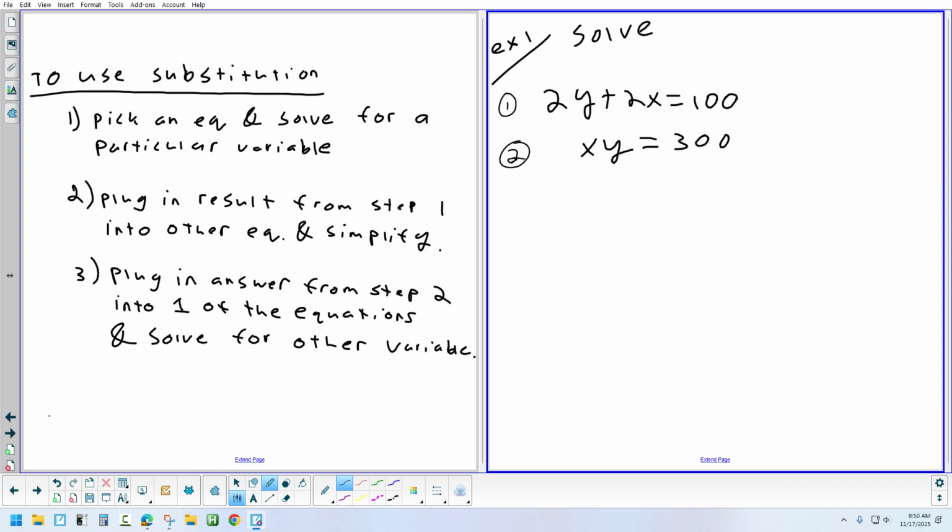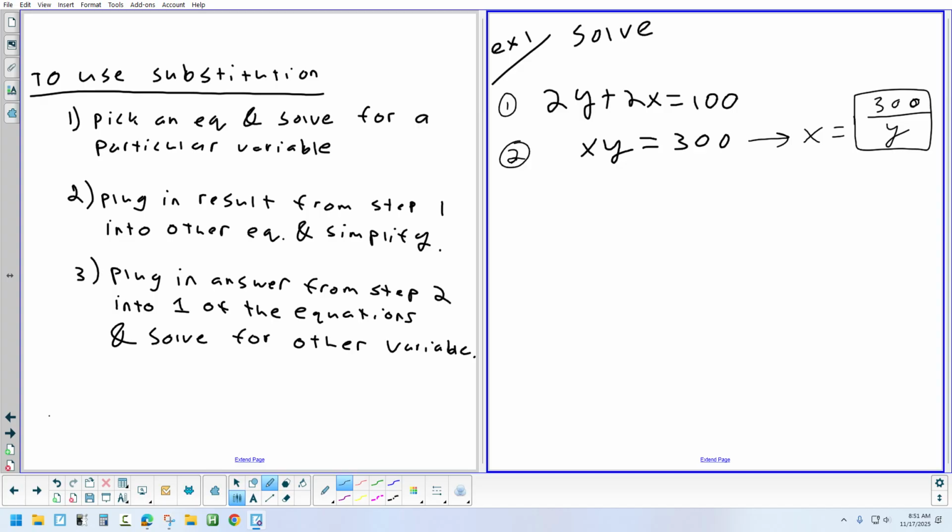Which equation did we decide it would be easier to get a letter by itself in? 2. Yep. So let's take equation 2. And what letter do you want to get by itself? X. Okay. I'm going to solve it for X. How do you get the X by itself there? Divide by Y. Yep. So there's your formula for X in equation 2. X equals 300 divided by Y.